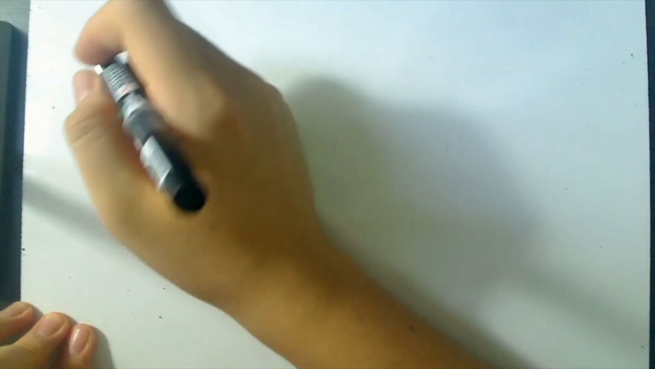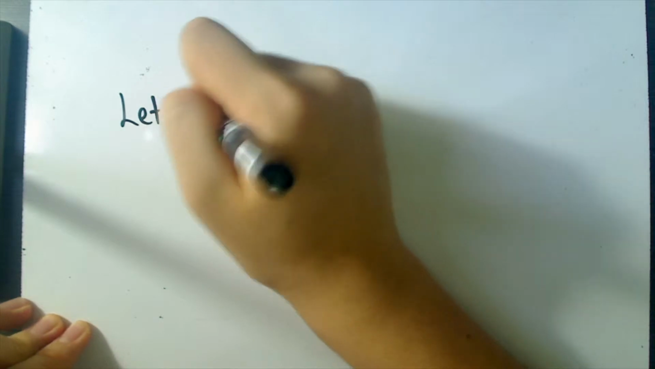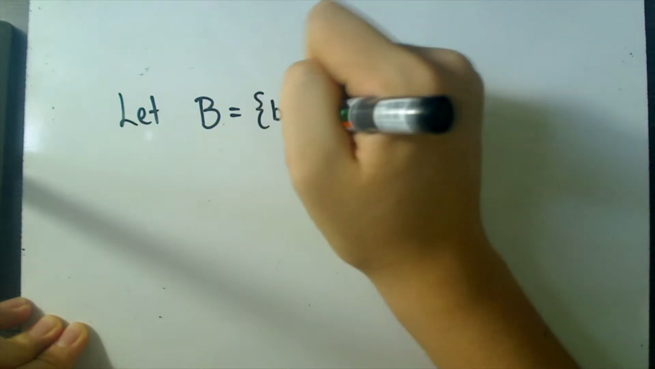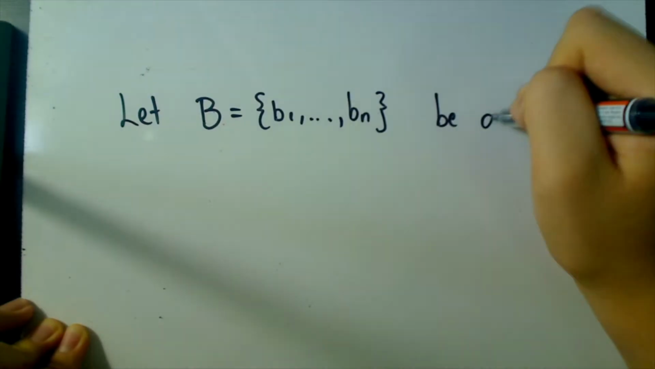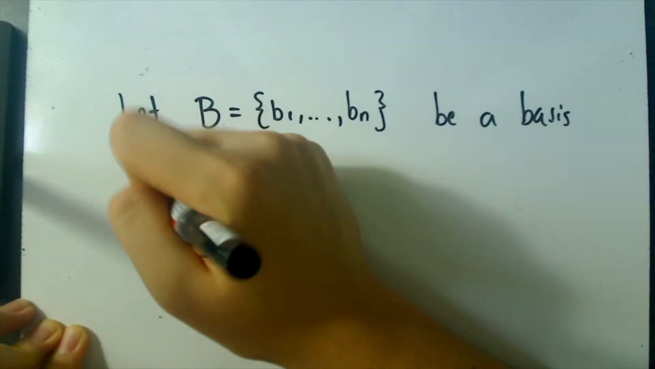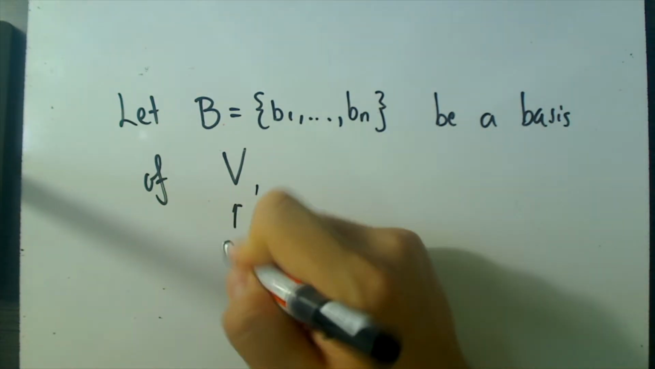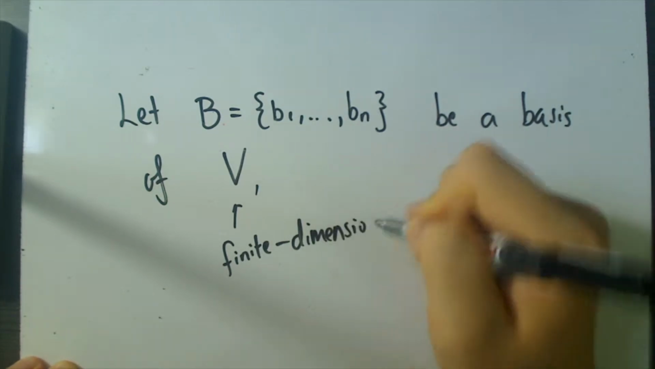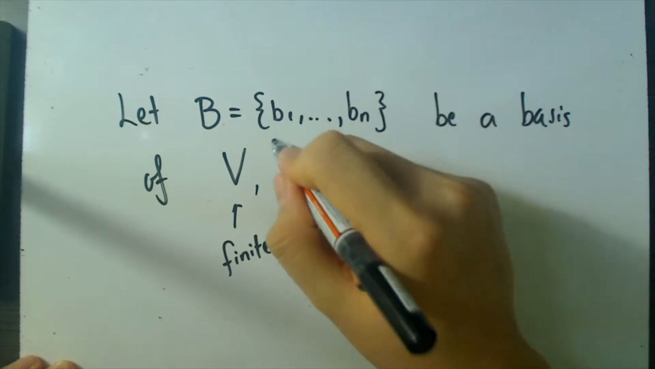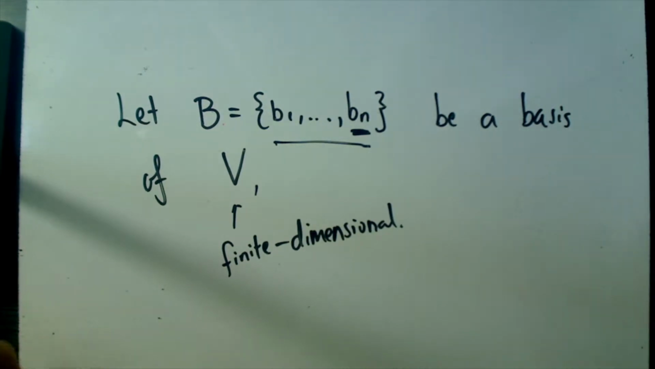For example, in Theorem 7 in section 4.4, the first part of the theorem says: let B equals this list of vectors be a basis of V, our vector space. So in this first part of the theorem, you can clearly see the assumption that V is finite dimensional, because the list of basis vectors for V, this list, only has n basis vectors, which is clearly finite.